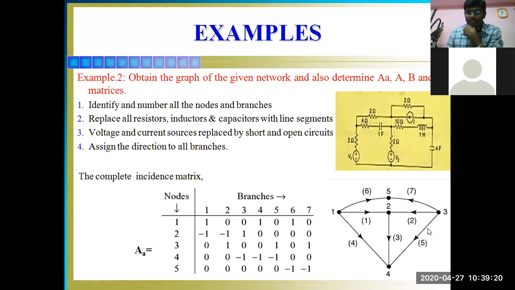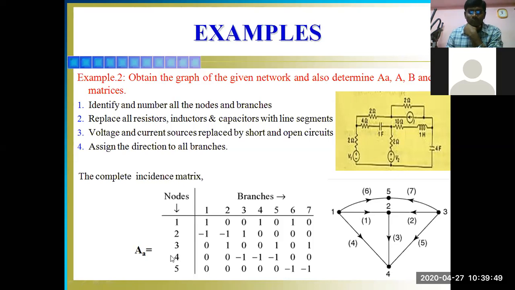Coming to node 3. Here 3 branches are connected: 2, 5, 7. Where 2 is moving away from 3. So for 2, it is plus 1. For 5, it is also away from node 3, so for 5 also plus 1. 7 is also away from node 3, so for 7 also plus 1. Remaining all are zeros.